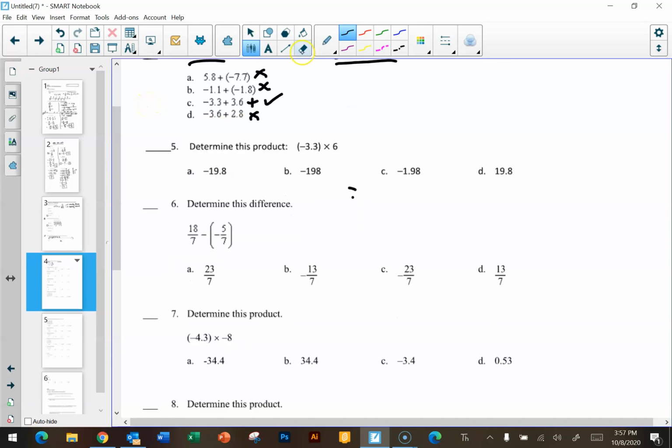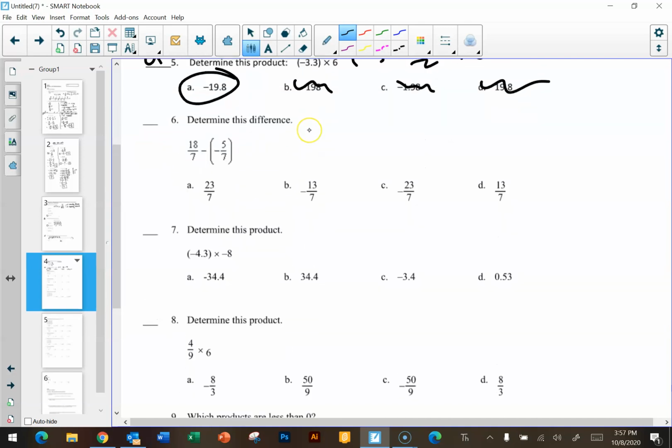Determine the product of negative 3.3 times 6. We know that a negative times a positive is going to be a negative number, so let's get rid of anything that's positive. That one's out. Now, just estimate. -3.3 is pretty close to -3, and -3 times 6 is -18. So the answer is about -18, give or take. It can't be this one, it can't be this one, so it's got to be this one. You didn't have to actually do the math to figure that one out.